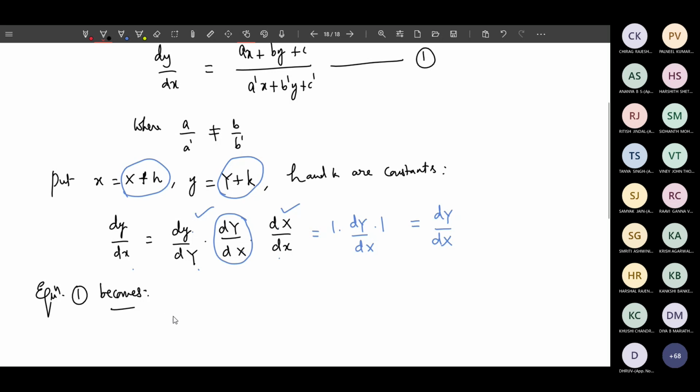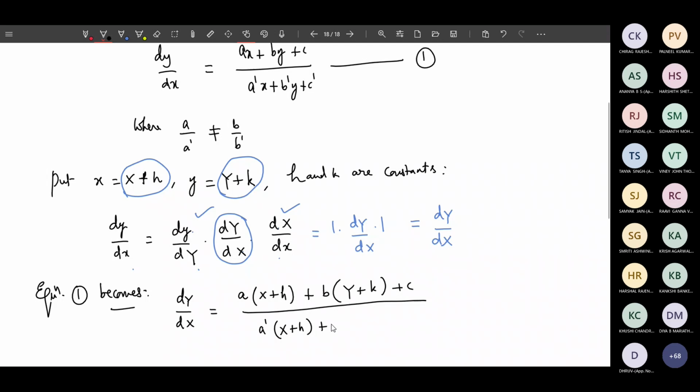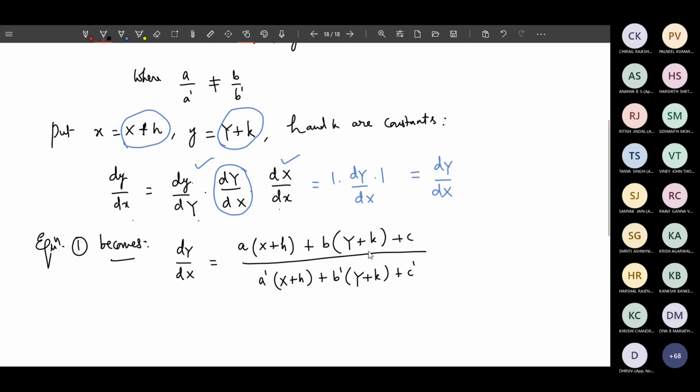Now 1 becomes dy by dx, which is nothing but d capital Y by d capital X, equal to a into x shifted to x plus h, and b into y shifted to y plus k, plus c, upon a dash into x plus h, plus b dash into y plus k, plus c dash.